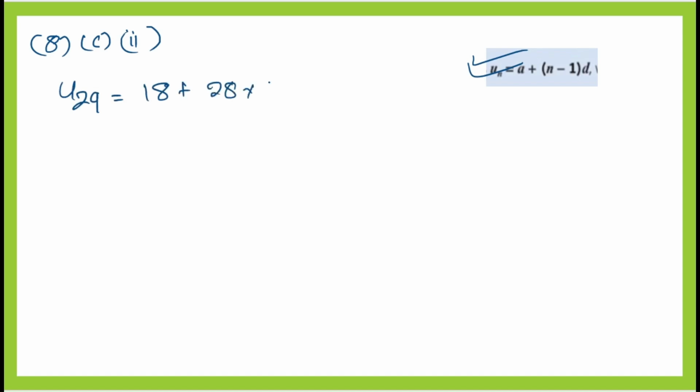Since there are 29 rows in the theatre, to calculate the maximum number of seats in any row, calculate U29. Now U29 equals 18 plus 28 times 4, that equals 130.